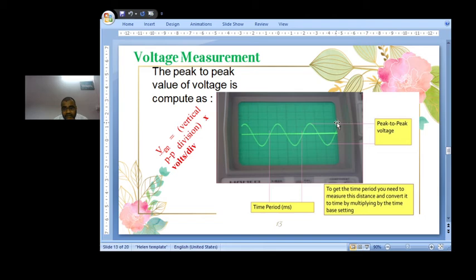This is the peak to peak voltage, and here there are some graphs and some indications, and we just count the divisions. How many divisions are there between these, and if each division has some value, say this is 0.5, and here there are 13 divisions, then the peak to peak voltage will be 6.5 volts. It is very easy to get.